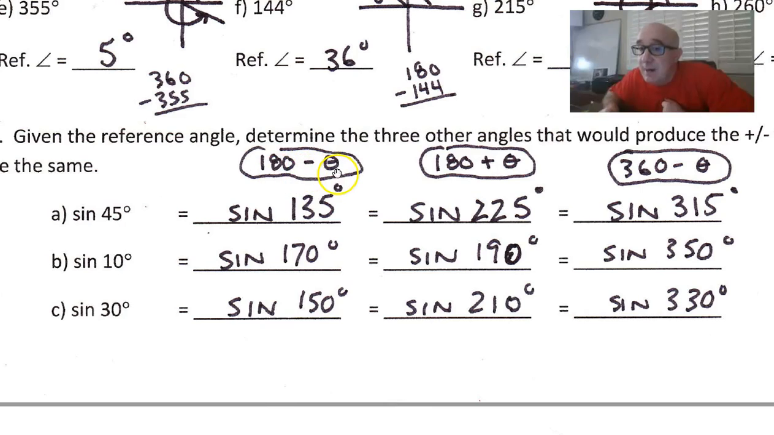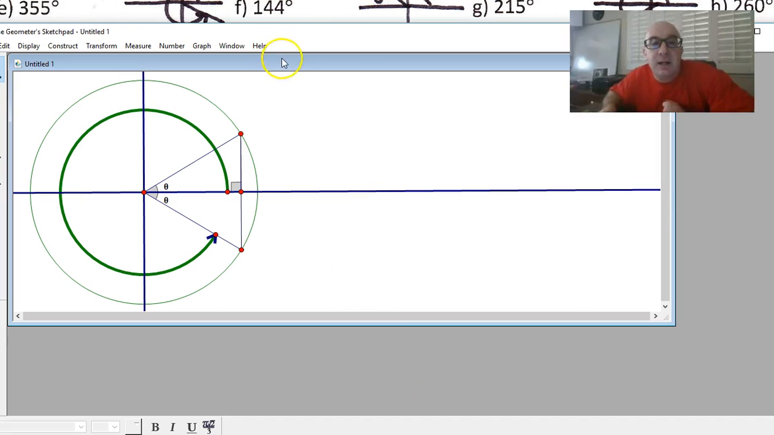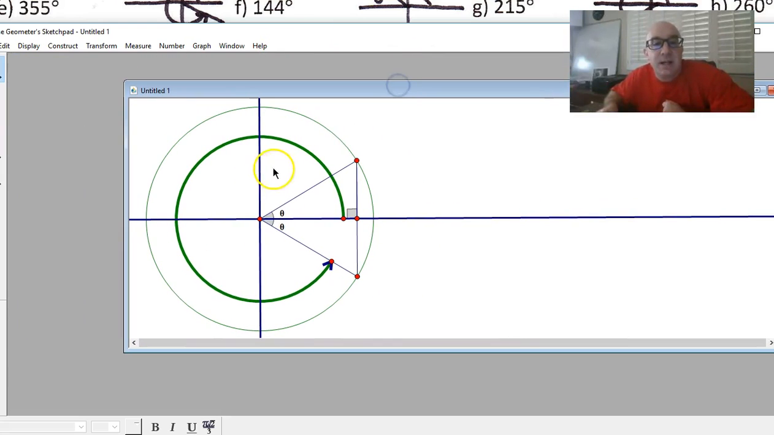180 minus 45 will give you one of them. 180 plus 45 gives you the next one. And 360 minus 45 gives you the last one. The reason it does that is that, let's see if I can bring this out here for just a second.